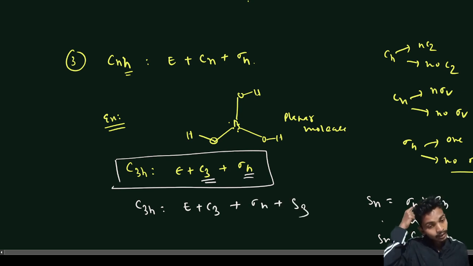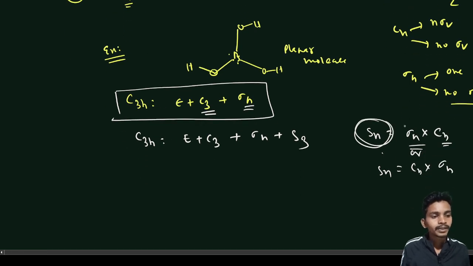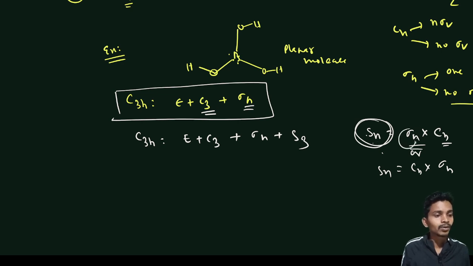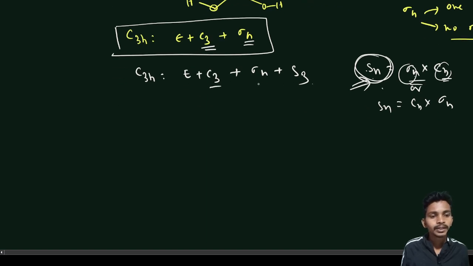Because if C3 and sigma h are present, then definitely S3 will be present. For Sn, any S3, S4, whatever, the Cn should be present and sigma h is present. If these are present, then this must be present. If this is not present, then for the even case it may or may not be present, and for the odd case, if it is not present, then it is not present. We already discussed that. But if both are present, then this must be present. So here S3 is present because C3 and sigma h are present.